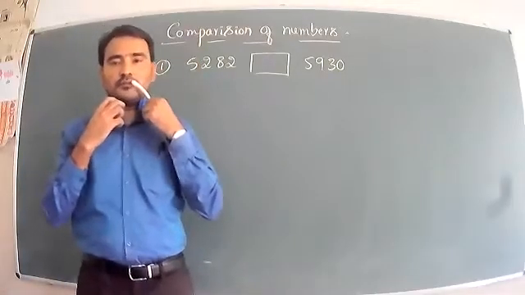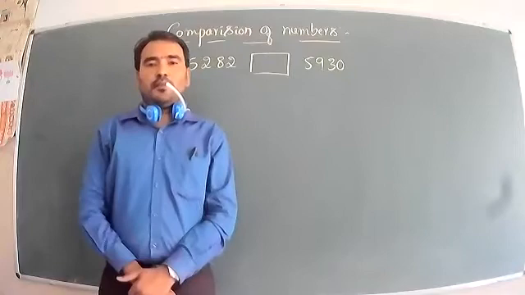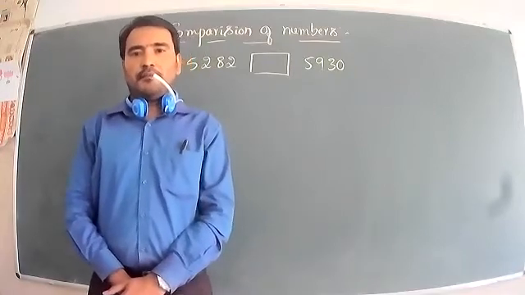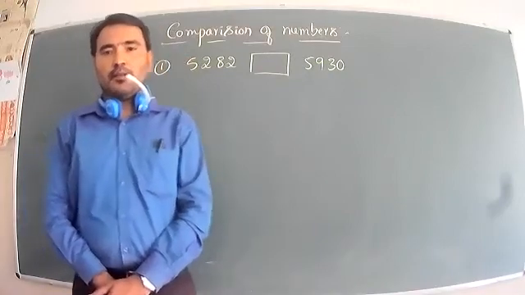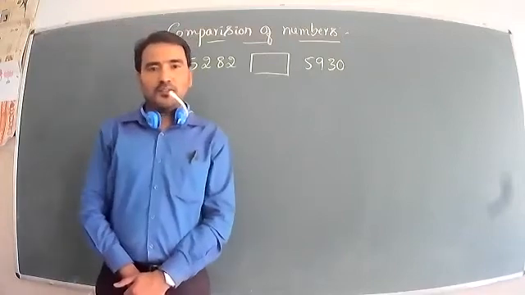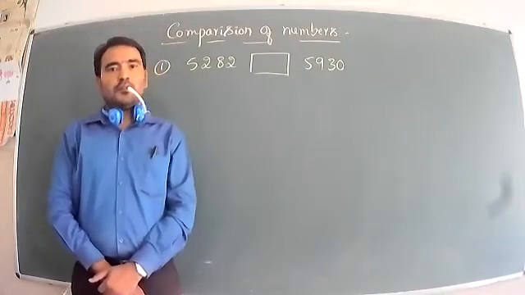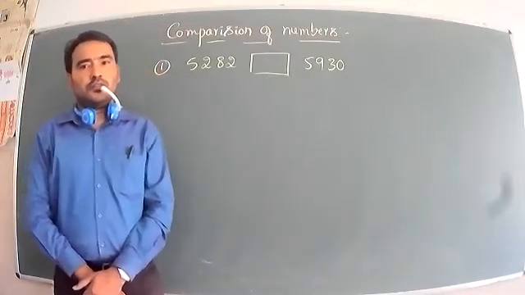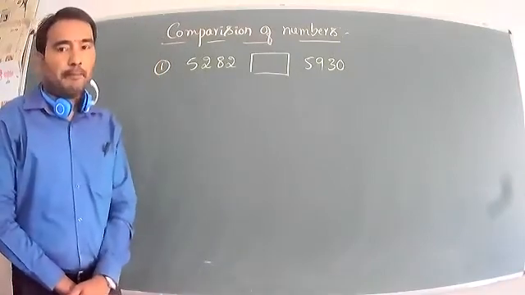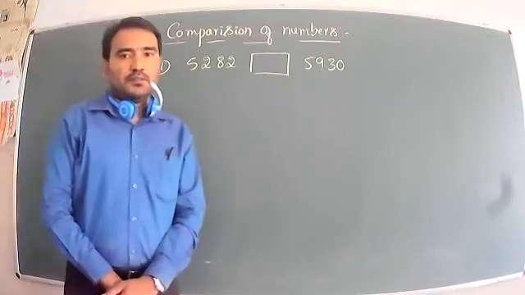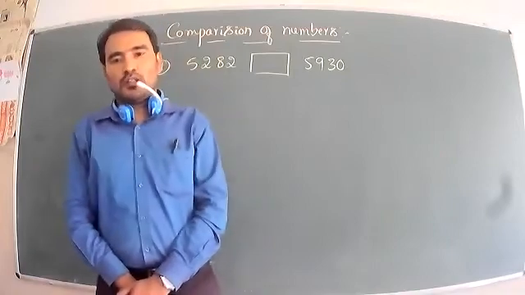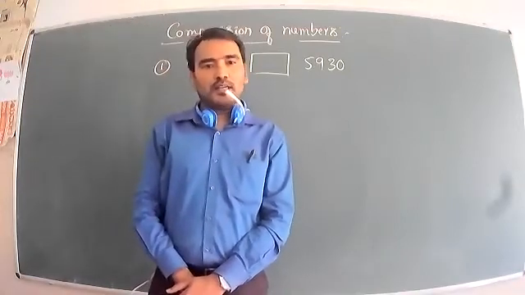Namaste, children. In the last class, we learned expanded form, short form, place value, and face value. Now, today the concept is comparison of numbers. To compare the numbers, we find the smallest number and the greatest number.